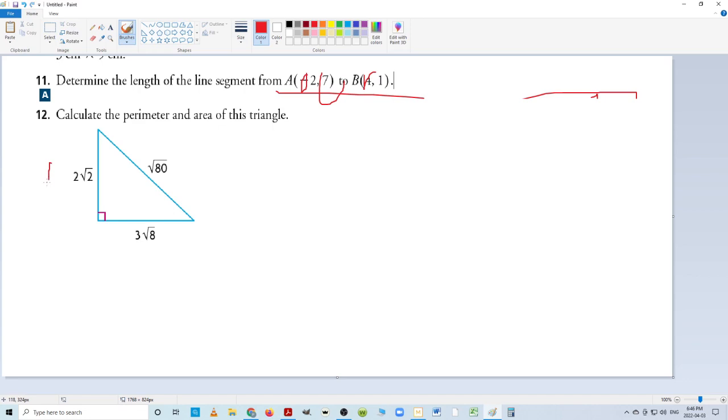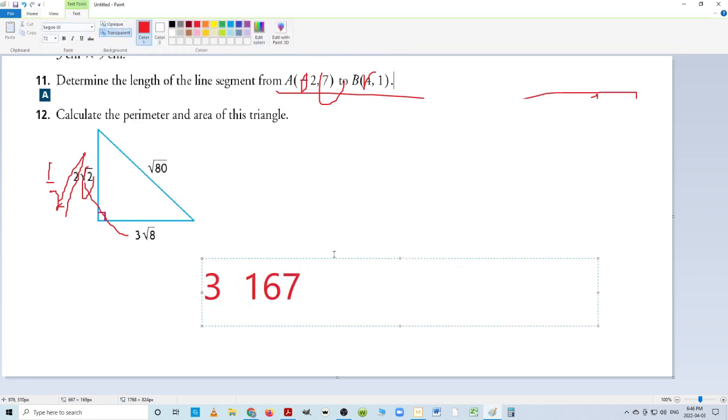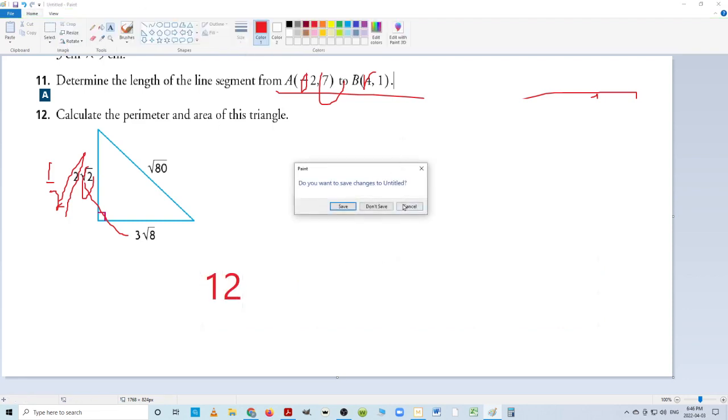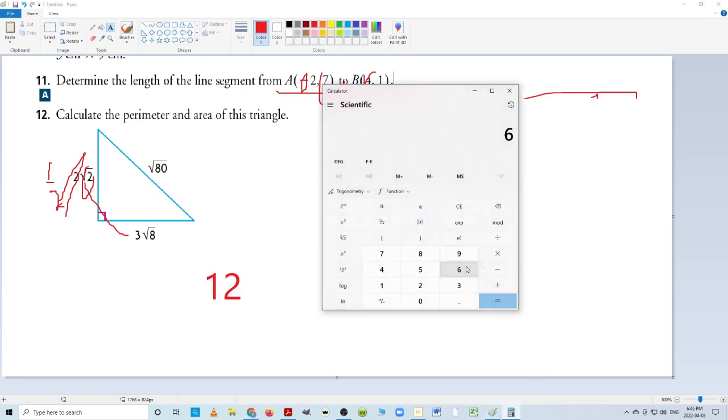So if I multiply this by half first, I can just get rid of these. And I'm left with 3 times the square root of 2. 3 square root of 8 times square root of 2, which is 3 times the square root of 16. Well, the square root of 16 is 4, so that means the area of this triangle is 12. You can confirm it with a calculator.